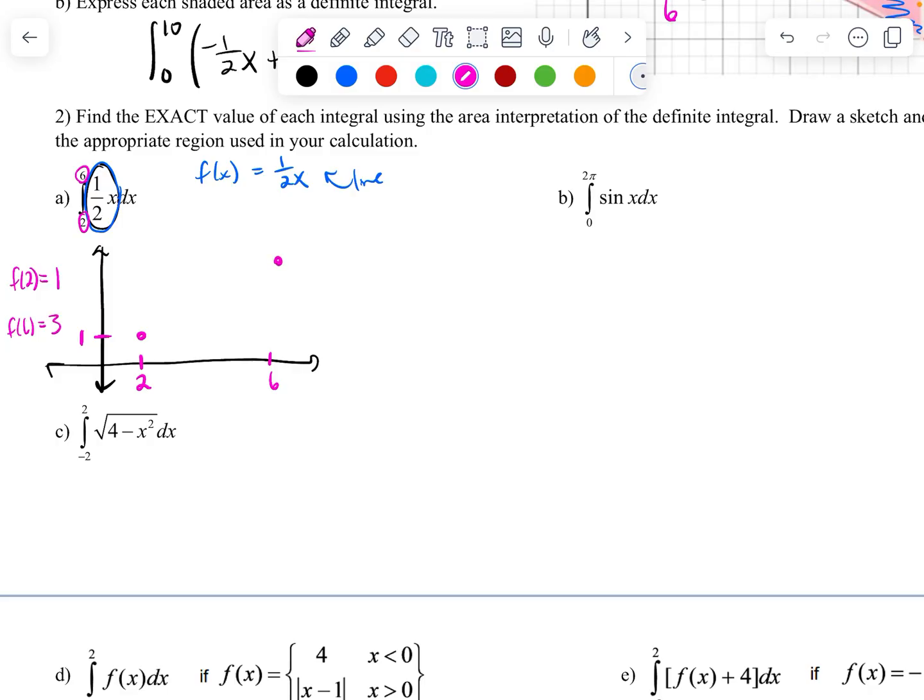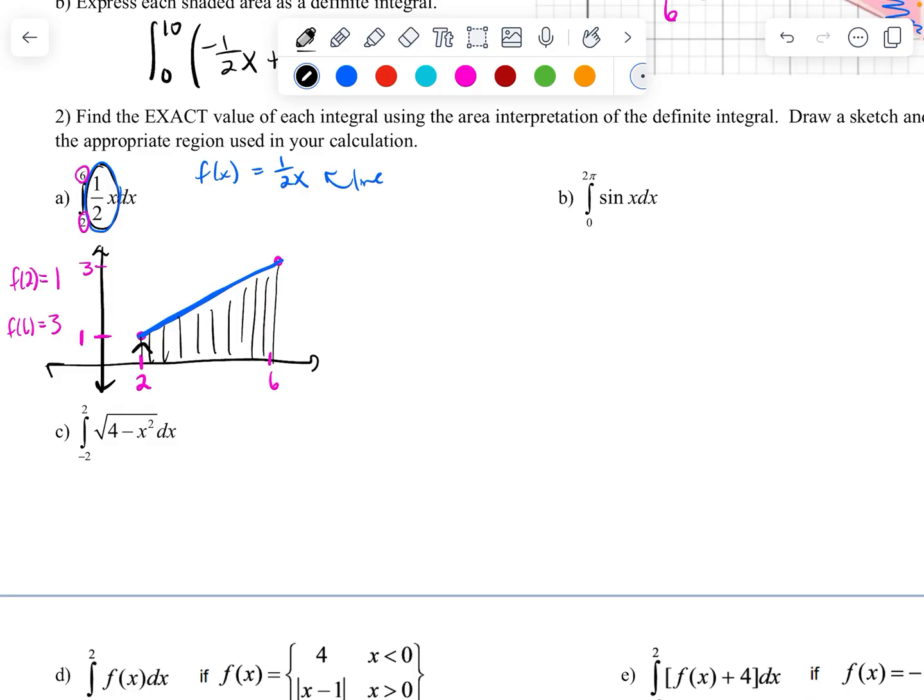And then if I plug in 6, I'll get 3. Right? So then here's my line, because I know it's going to be a line, so I kind of cheated a little bit. And then what I'm going to do is find the area under here.